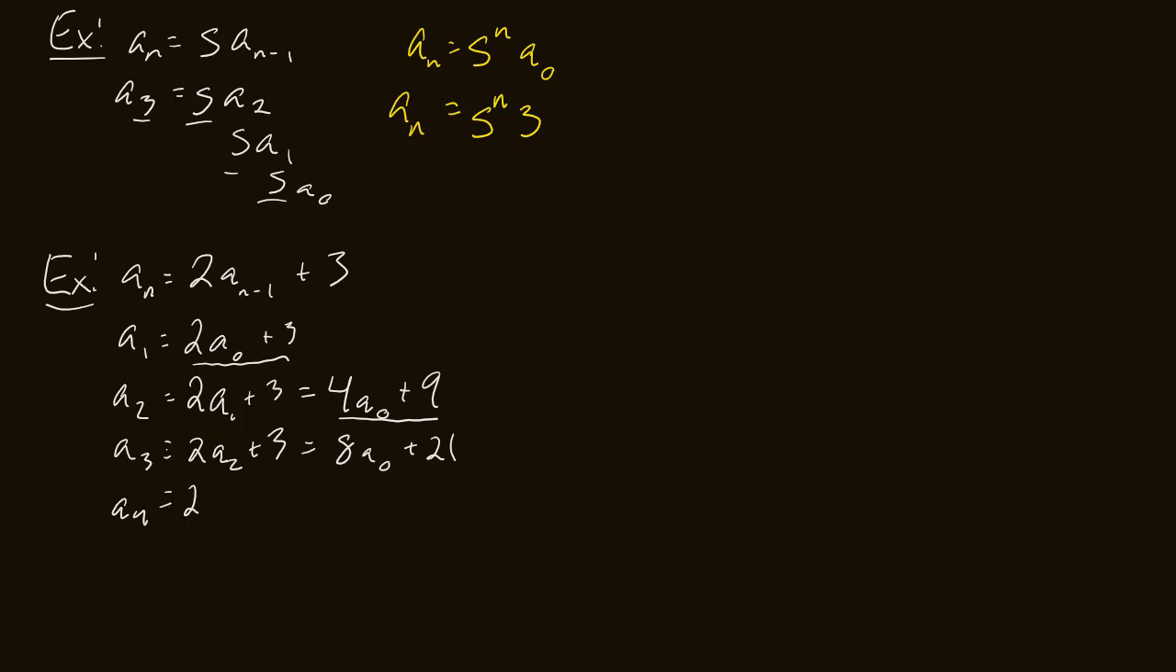This is equal to 2a3 plus 3. Plugging in what we have solved for a3 in terms of a naught, it's going to be 2 times 8 a naught, that's equal to 16 a naught. 2 times 21 is 42, plus 3 is 45. All right.